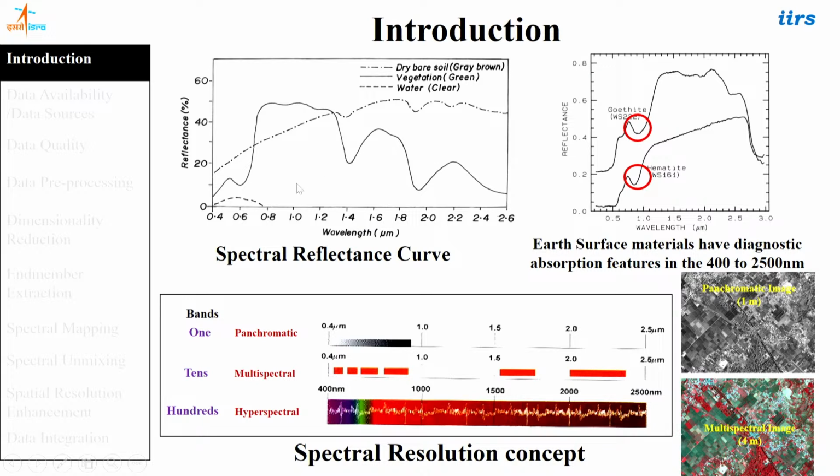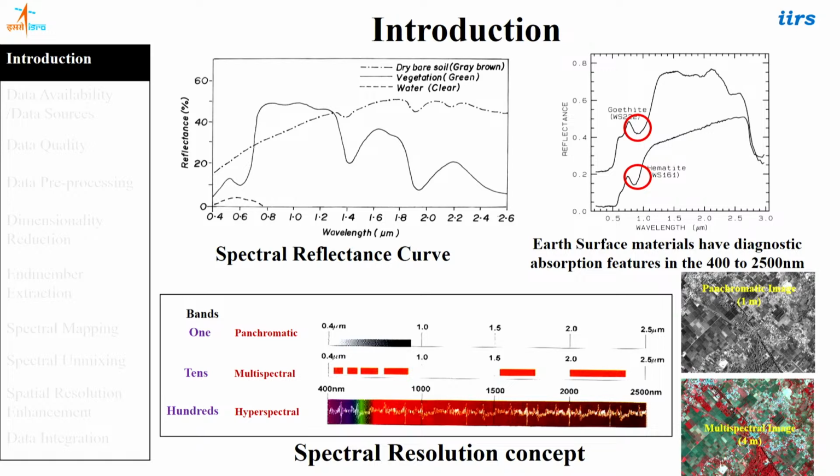But what happens when they have spectrally similar materials? For example, when you have vegetation species all around, all will appear in green color, and in the image, if you are interpreting a standard false color composite, they will appear in red color, but they may be of different species. So if you have to differentiate the different species, you require the spectral reflectance curve to be in more detail.